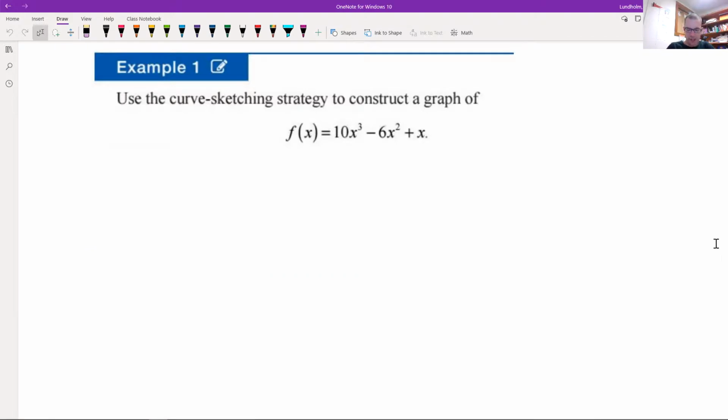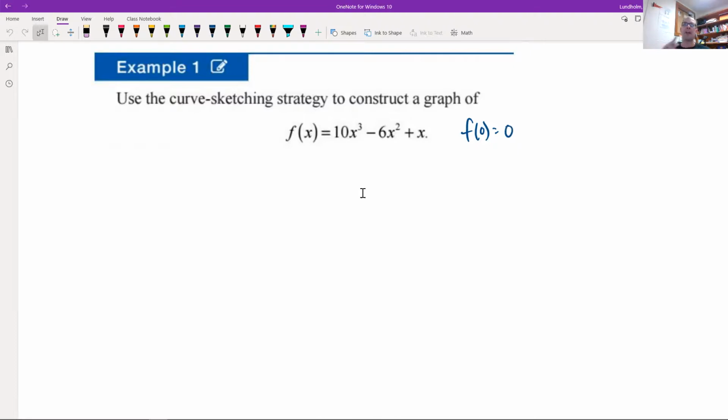All right, curve sketching strategy. I'm looking here, the domain would be all real numbers. This is just a polynomial. Does this have any symmetry? This part's odd and this part's odd, but this part's even, so not really. Yeah, if we look at f of 0, that would just be 0. So this is going to go through the origin.